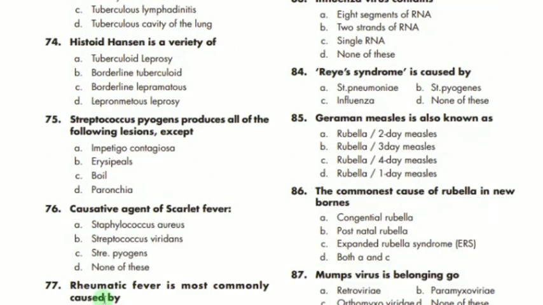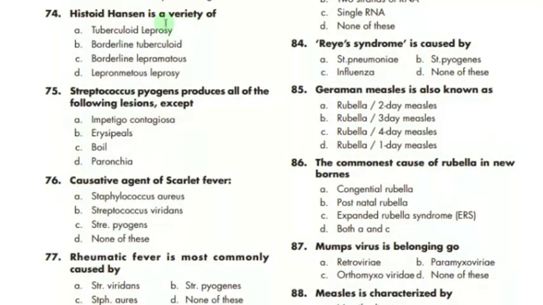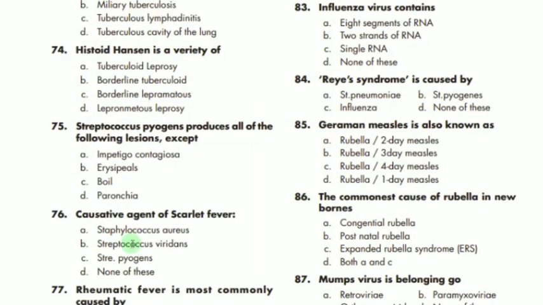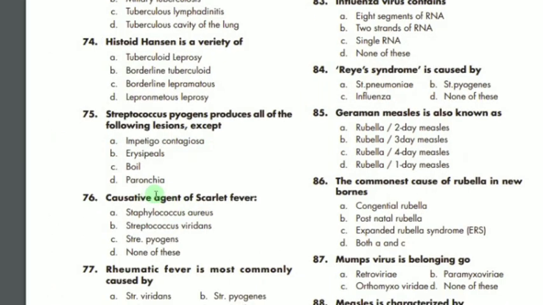74 MCQ says that Hansen's disease is a variety of what? D is the correct option, Mycobacterium leprae. It is actually a variety of Mycobacterium leprae. D is the correct option. 75 MCQ says that Streptococcus pyogenes produces all the following except parenchyma. D, except parenchyma, it doesn't produce it. The rest of the options it can produce.